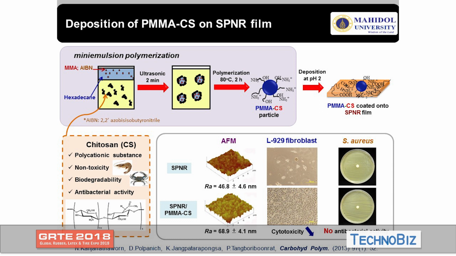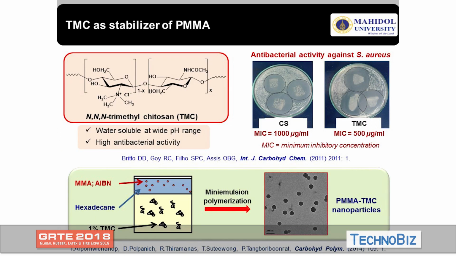Why did it become like that? It's probably because chitosan cannot generate positive charges at the neutral pH that was used when we tested the antibacterial activity from the agar diffusion test. Okay. So this is why we moved from chitosan to TMC, or N,N,N-trimethyl chitosan.